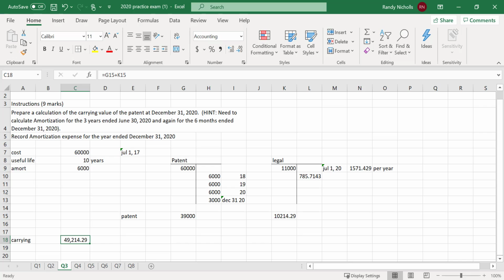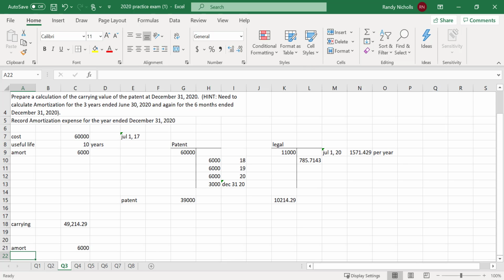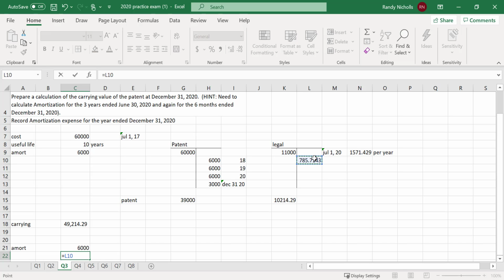What's my amortization expense for the year ended December 31, 2020? Well, I'm going to have 6,000 for the patent. And I'm at December 31, 2020. I've only got that half year for the legal.